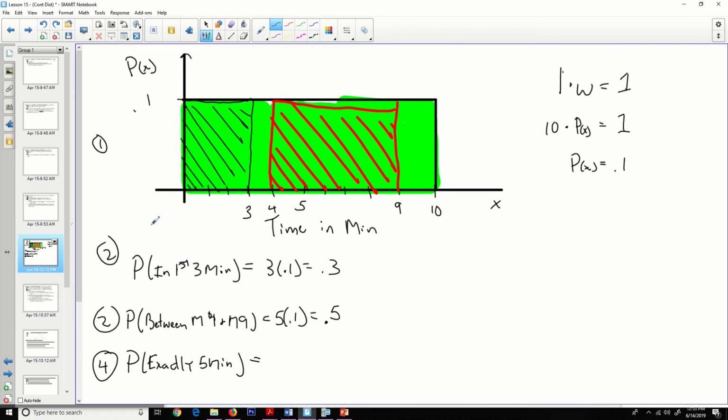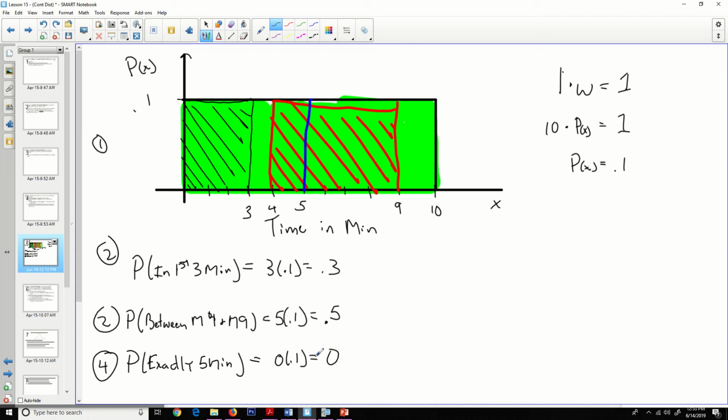Well, in these first 2 examples, we have found regions of the graph. At exactly 5, let's do blue, I suppose, we would have a vertical line with no thickness. So if I still follow the process that I did for these first 2, I have no range of values. I have no thickness to this region. So it ends up being 0 times 0.1 equal to 0.